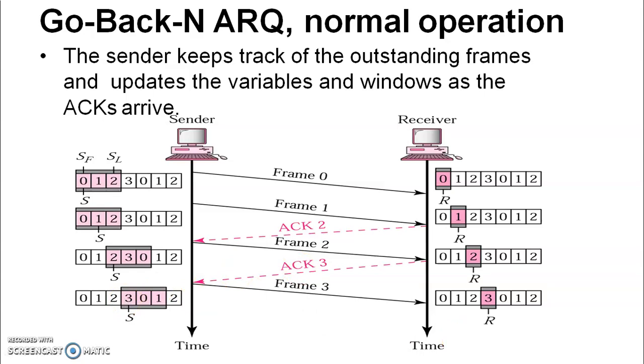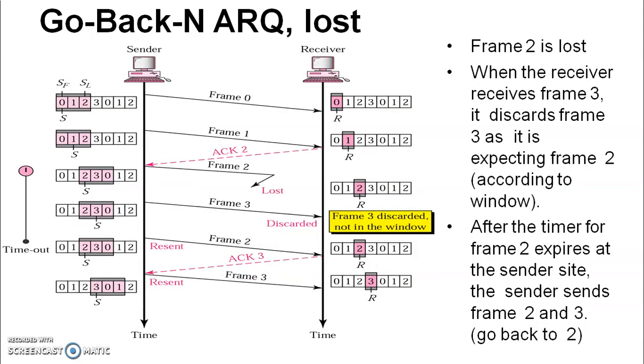But this is not always the case in real scenarios. You can have a frame being lost, you can have an acknowledgement being lost. All these cases are, to some extent, very effectively handled by Go-Back-N ARQ. So now we can see the case where a frame is lost.